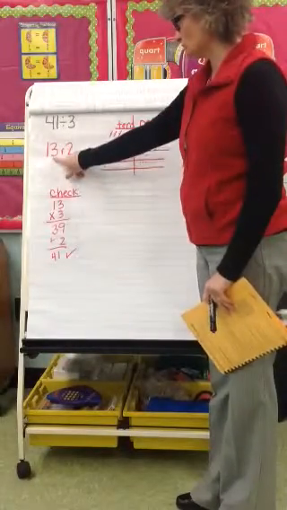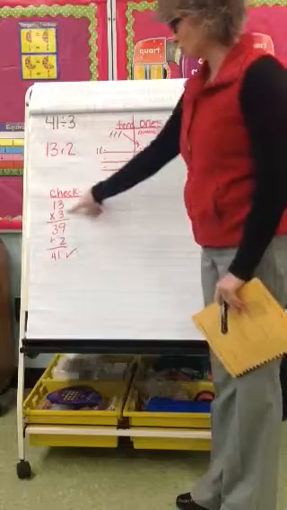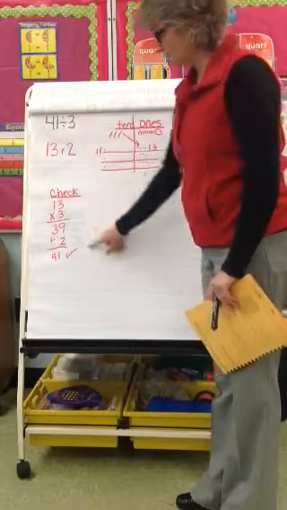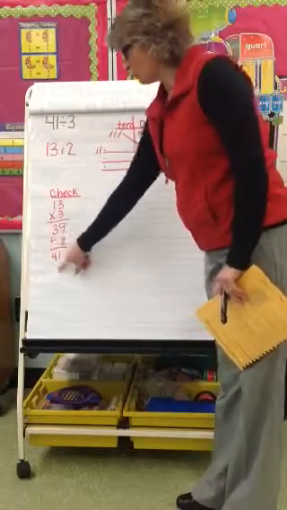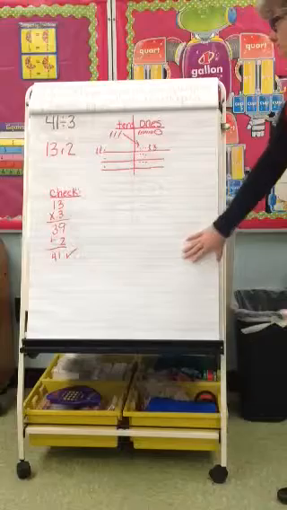I did my check. You take the quotient, which is 13, times the divisor, which is 3. 13 times 3 is 39. Add the remainder of 2, 41. You should get the dividend that you started with.